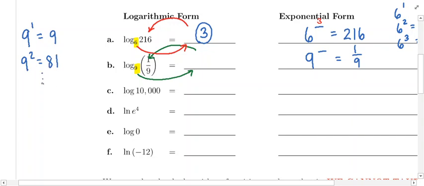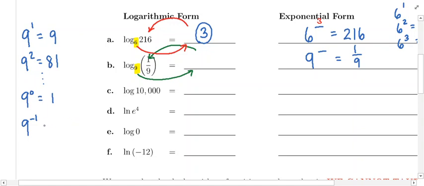If I plug in positive powers, I'm getting big numbers. I need to get 1/9, so we need to try something else. 9 to the 0 power. Anything to the 0 power is 1. That's not 1/9. So let's try negative powers. What's 9 to the -1?